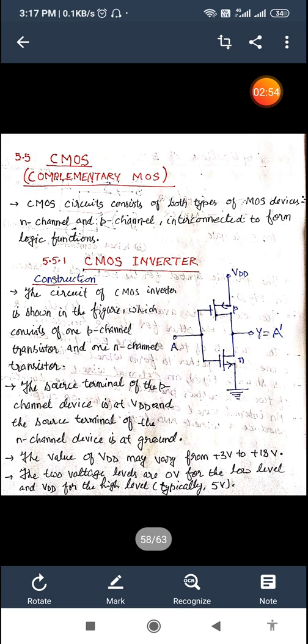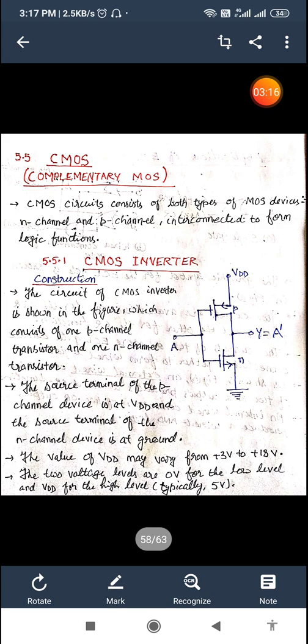Under these conditions, there is a low impedance path from VDD to the output and a very high impedance path from the output to ground, resulting in the output voltage approaching the high level VDD under normal loading conditions. Thus we get output high, which verifies the operation.